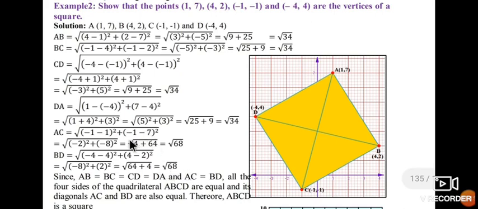Now we can observe that the diagonals are also equal. If all sides are equal and diagonals are also equal, then by the definition we already know of a square, in a quadrilateral if four sides are equal and the diagonals are also equal, then ABCD is a square. Hence it is shown that ABCD is a square.